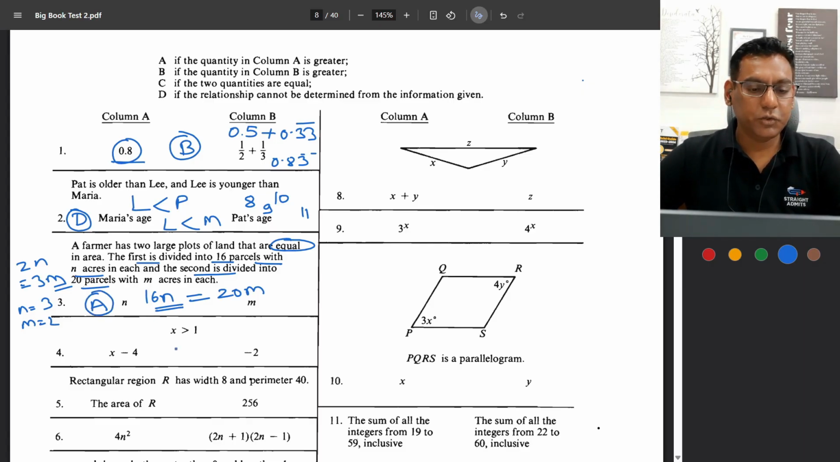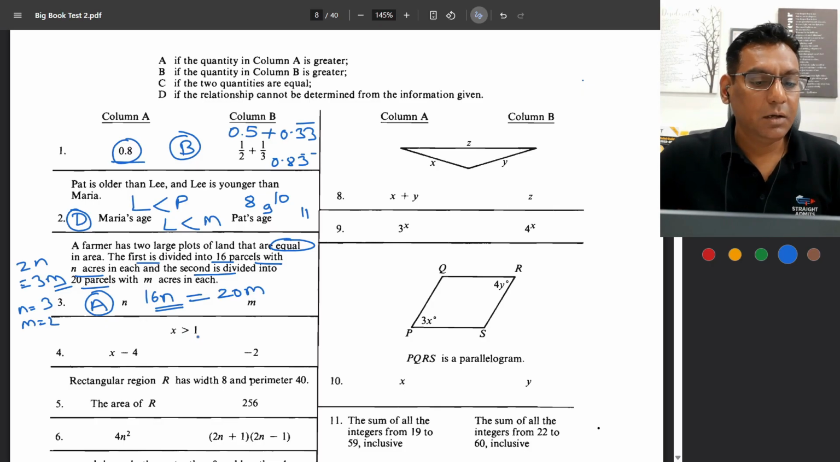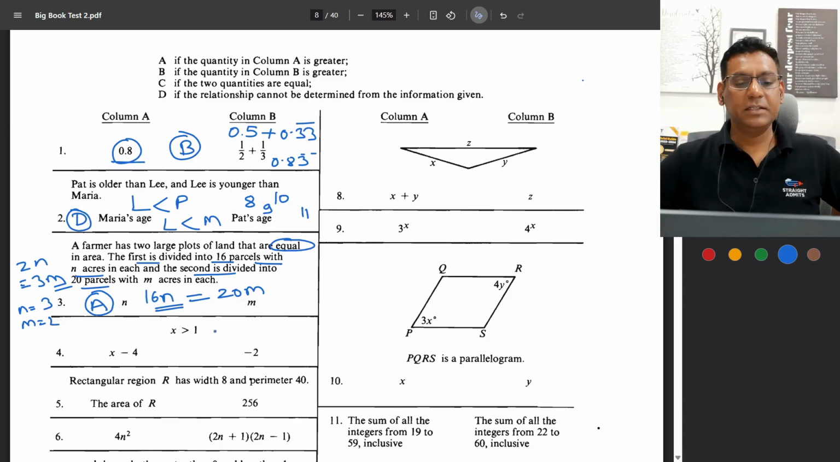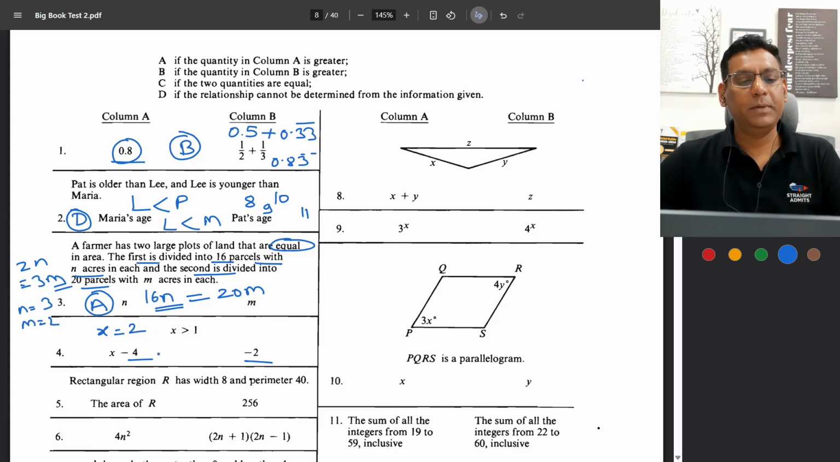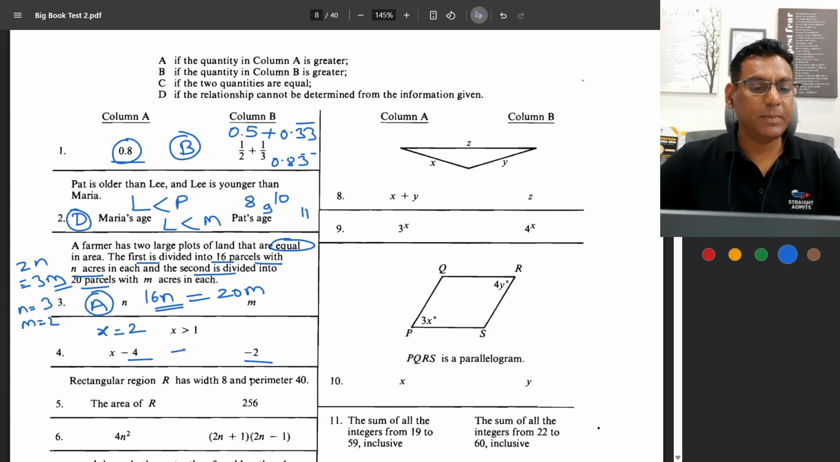Question 4, x is greater than 1. Is it integers, fractions? We don't know that, but x is greater than 1. Then x minus 4 and minus 2. Interesting. So let's say x is equal to 2. What do I get? In that case, x minus 4 would be minus 2, and here also I have minus 2. So I get answer as C.